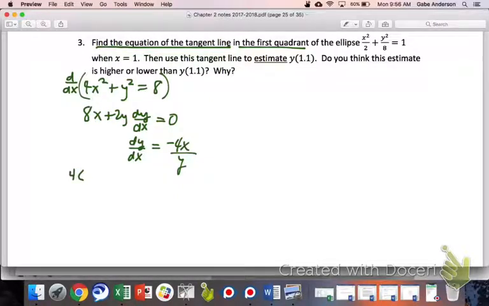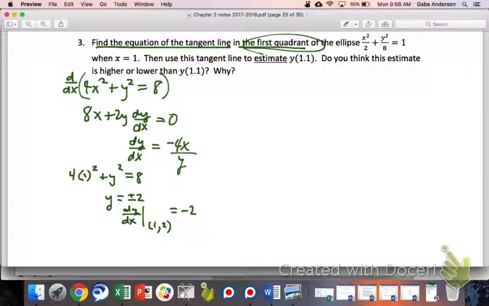Okay, so 4 times 1 squared plus y squared is equal to 8. Subtract the 4, square root, what'd you get? And we would use the 2. Why would we pick the 2? Because what? First quadrant, yeah. There really could be plus or minus 2. You'd have to consider both, perhaps. But it does say first quadrant, so we're just going to go with 2. So, Eliza, let's finish this part off at least. dy/dx at our point of tangency, which is (1, 2), would be what? Negative 2. Okay, so that's the slope of the tangent line.